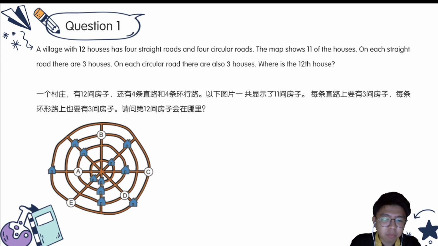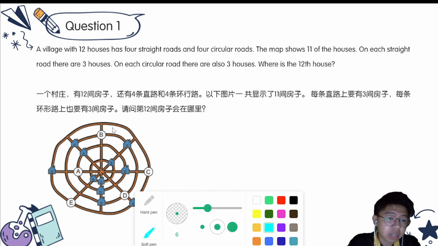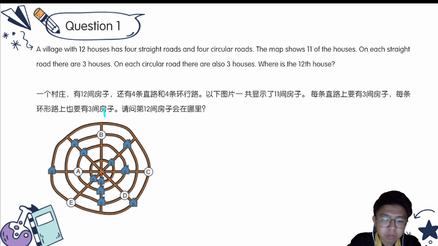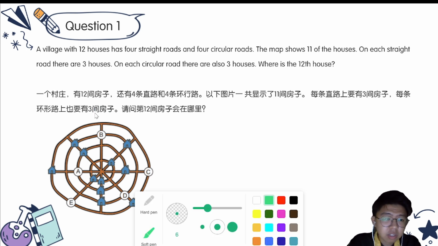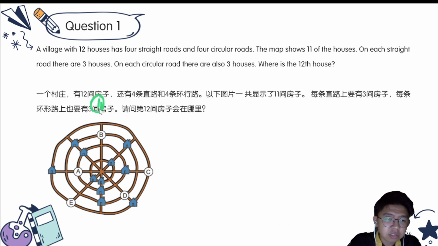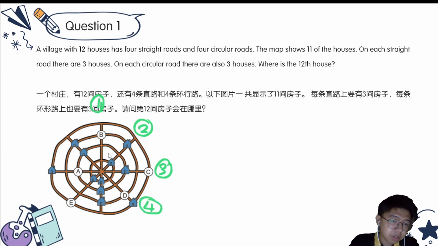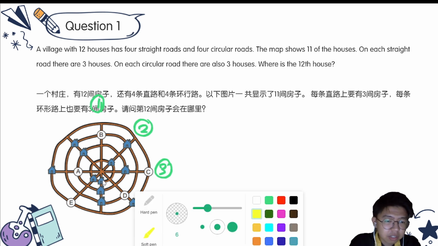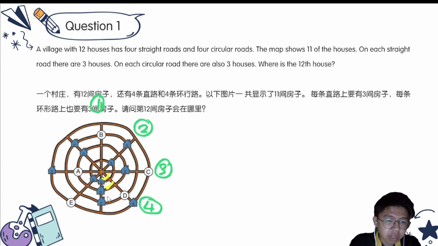So let's start from the beginning here, where we labeled this one as 1. Wait, let me change another color first. So this is the first straight road, and this is the second road, and here is the third straight road, and this is the fourth one. So let's see the first straight road, and we can see here that this is one house, this second house, and this is also a house, which means option B here is not possible. So we can exclude this option.